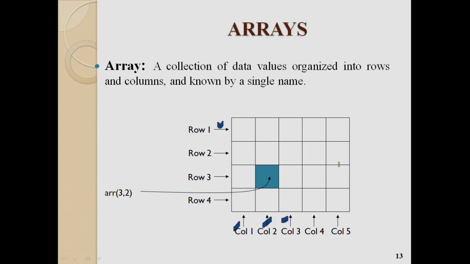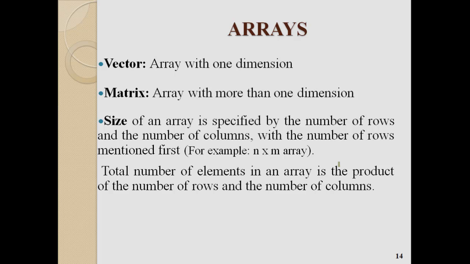Now to get the value of any cell, we have to write this particular kind of nomenclature. Array(3,2) means third row and second column. Now what are vectors? These are arrays with one dimension, a single row or a single column. Matrices are arrays with more than one dimension. The size of an array is specified by the number of rows and the number of columns within it. It is mentioned as n cross m. The total number of elements in the array is the product of the number of rows and columns, as it is a simple rule in any other programming language.